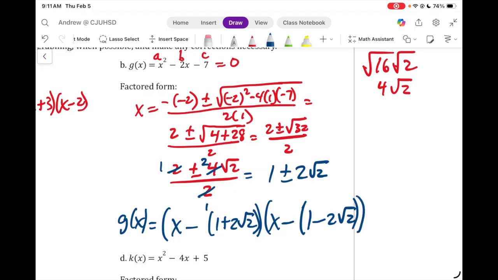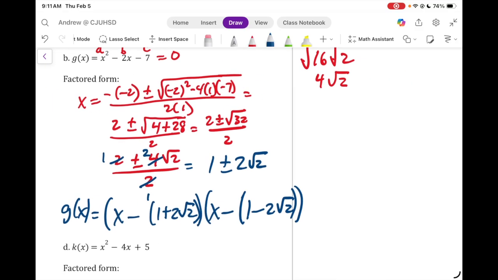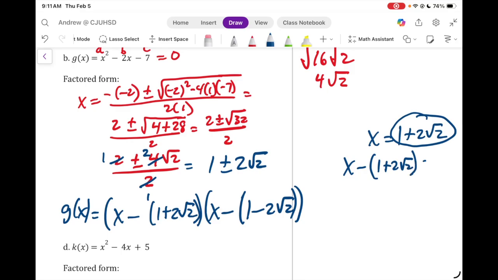Why is there a minus sign there? Well, because if x is equaling 1 plus 2 root 2, and we subtract this entire thing to make it equal to 0, well, here's the entire thing subtracted and equal to 0. Why 0? Because that's where a root is. A root is a number that makes an equation equal to 0.